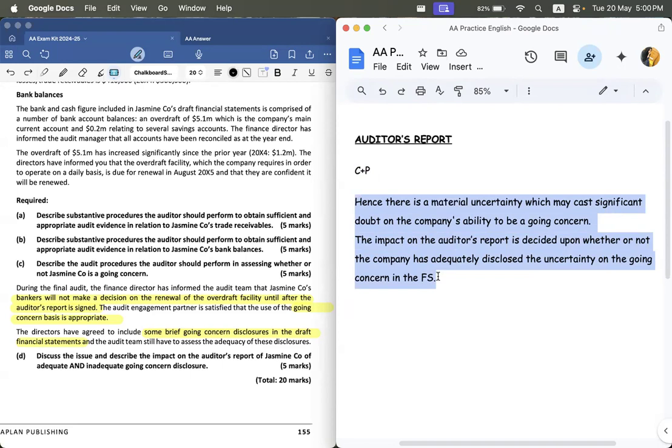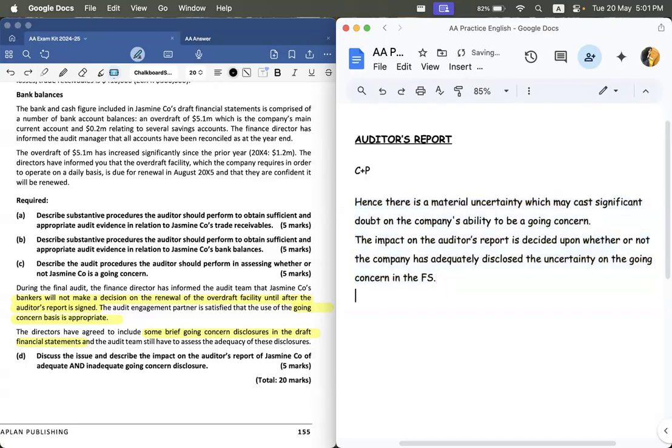Now, what would be an adequate disclosure? If the disclosures are said to be adequate, then the auditor's report is going to have a separate section for matters relating to going concern. It would be a paragraph, and that paragraph is called material uncertainty related to going concern, MUGC. This is very important because it is going to be continued knowledge in your AAA exam.